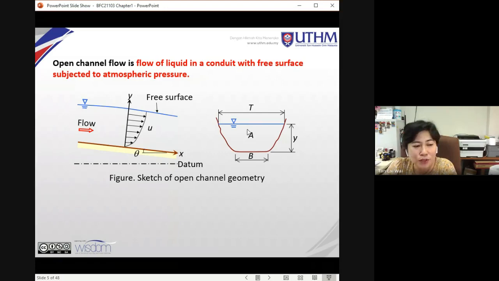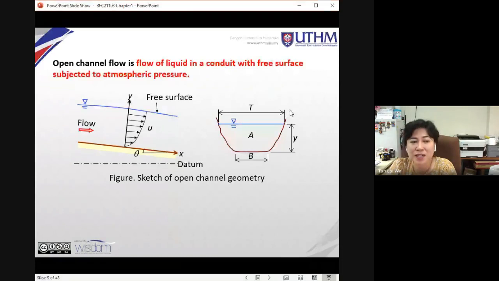This is almost similar to a trapezoidal channel section. B is the bottom width, T is the top width, because it's not similar. If it is a rectangular section, B will be the same as T. It has the same width as a rectangular one, but in this case T is larger than B, alright? And then, what is Y? Y would be the depth of flow.